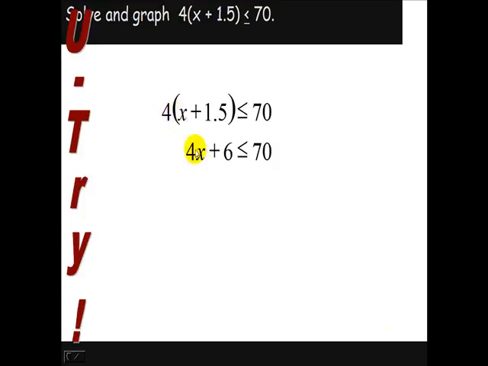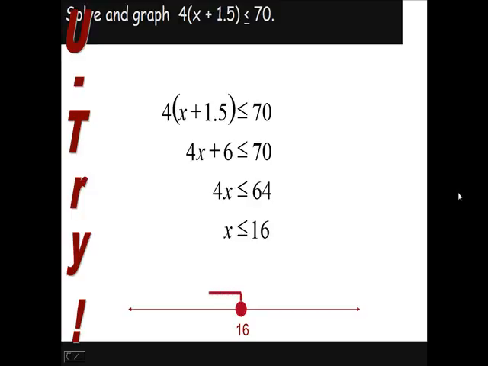4 times x is 4x. 4 times 1.5 is 6. Now we can go ahead and subtract 6 from both sides, and then divide by 4. Notice we didn't divide by a negative number this time, we just divided by a +4, so the inequality stays the same direction. And x is less than or equal to 16. My graph, I'm interested in 16. I need a closed circle there to show that we can equal 16, and everything to the left for less than.